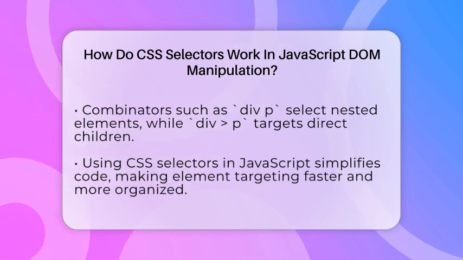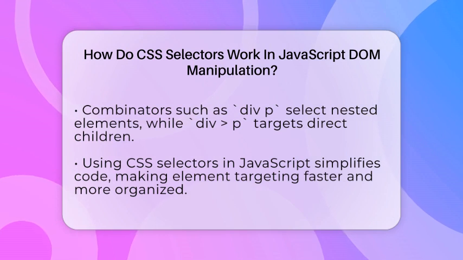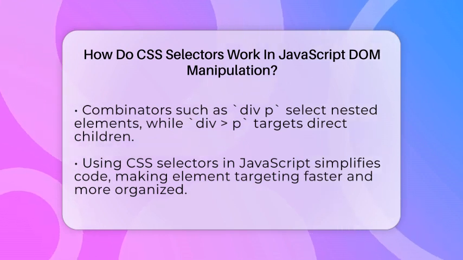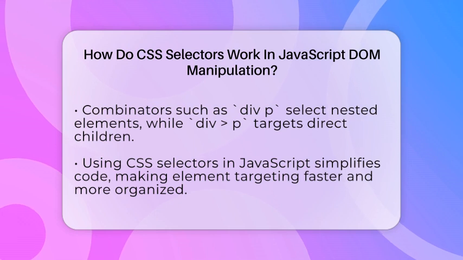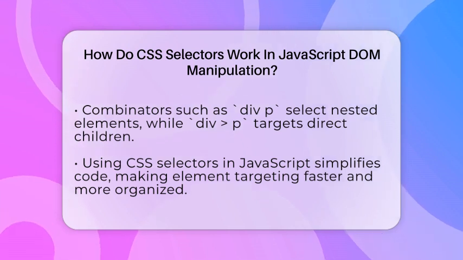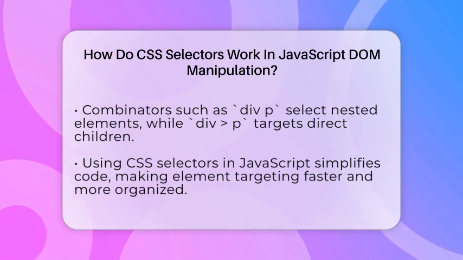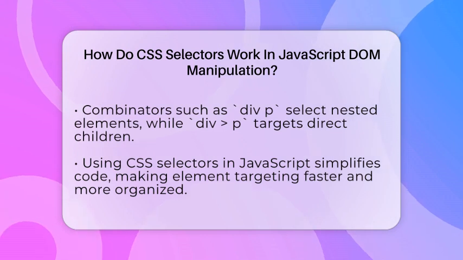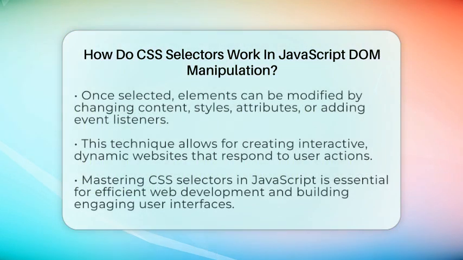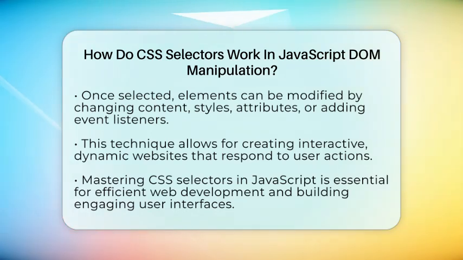Using CSS selectors in JavaScript makes your code cleaner and easier to read. Instead of manually looping through all elements, you can directly target what you need with a simple pattern. This speeds up your scripts and makes your code more organized. Once you've selected elements, you can change their content, styles, or attributes. You can also add event listeners to make your page interactive. For example, clicking a button can change the style of a paragraph or hide an element altogether.